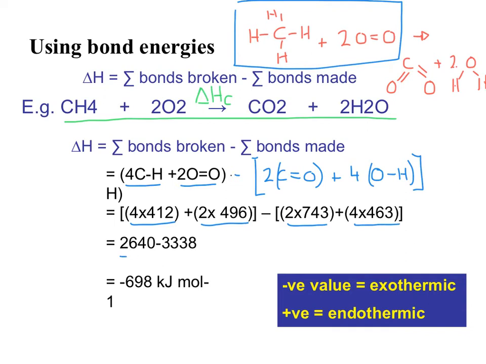Now if we plug that carefully into our calculator, and we do the final calculation, we find then that the standard enthalpy change for this reaction is minus 698. It's an exothermic reaction, and we would expect a combustion reaction to be an exothermic reaction. Now you can see there that it's dead easy to miss a bond, and in order to avoid that, I highly recommend that you draw out the structures of all the reactants and all the products.